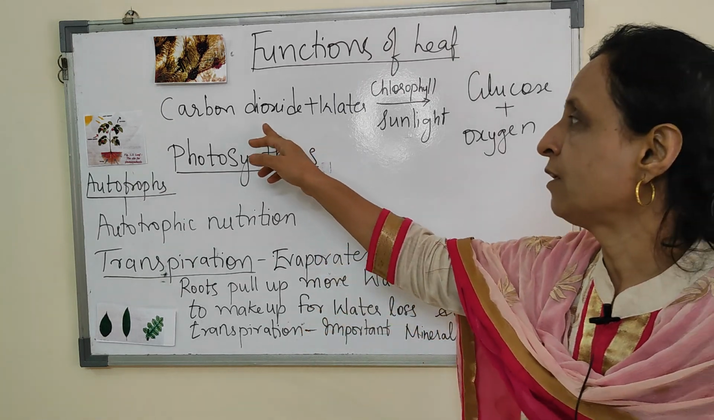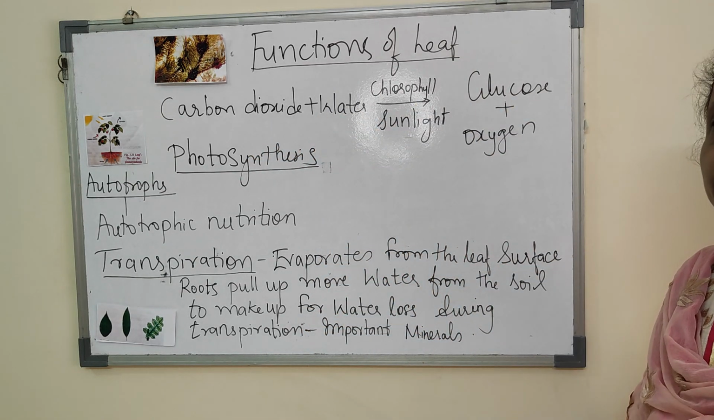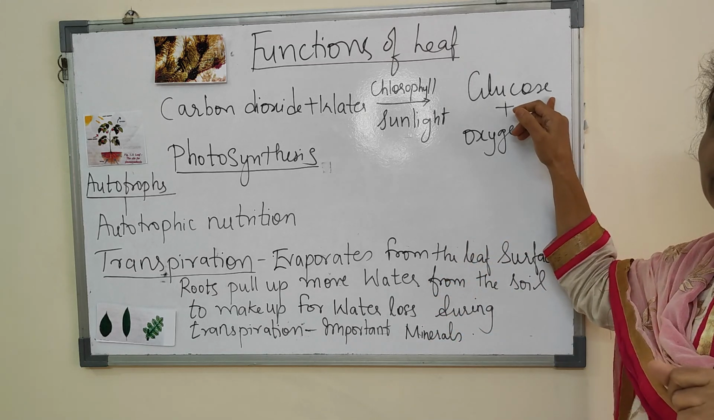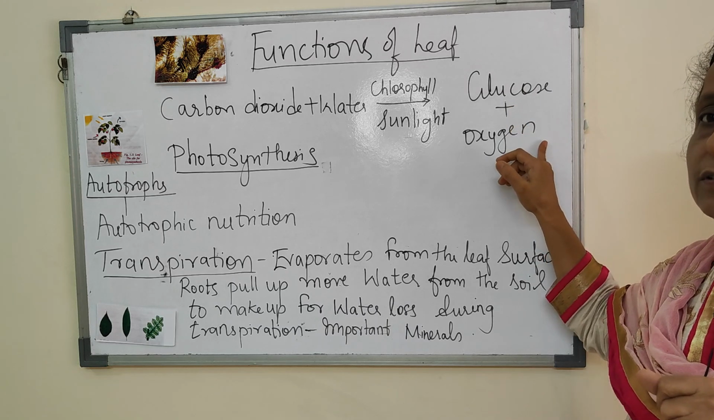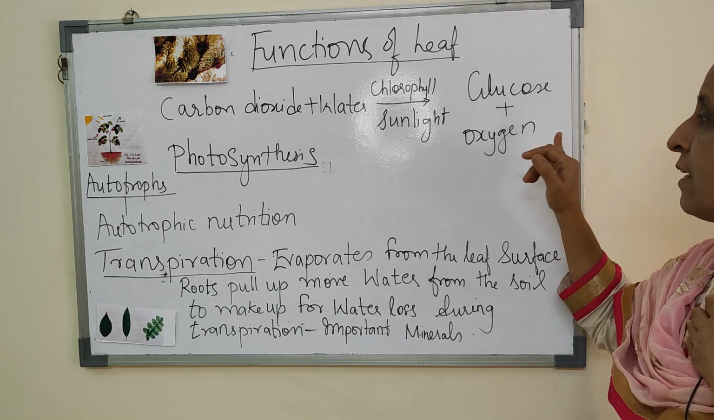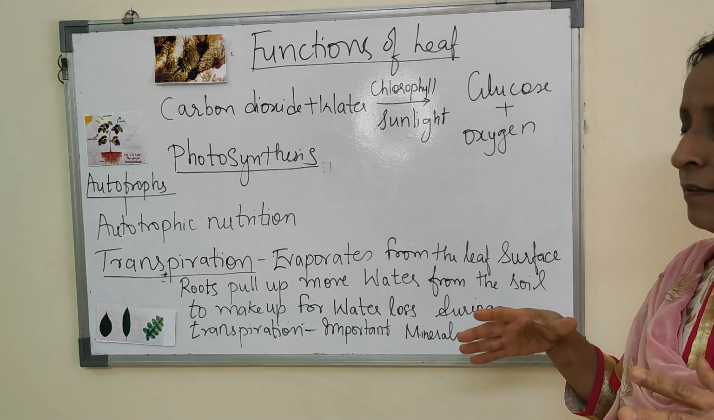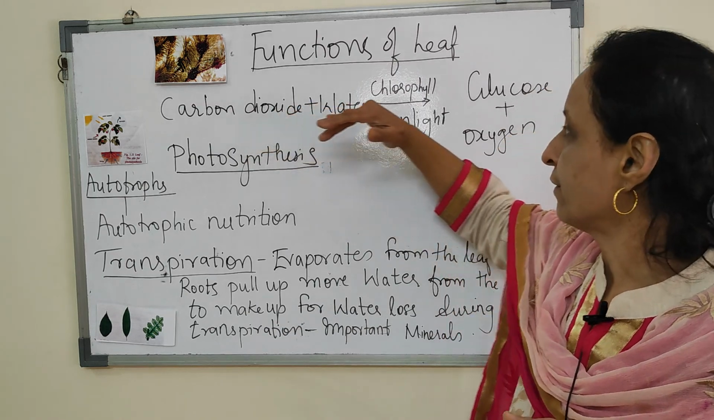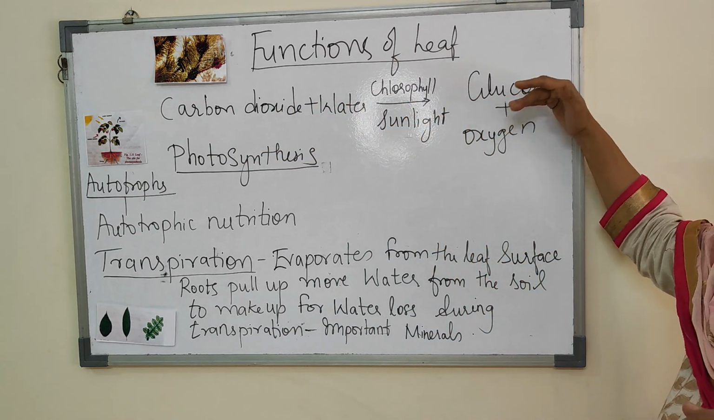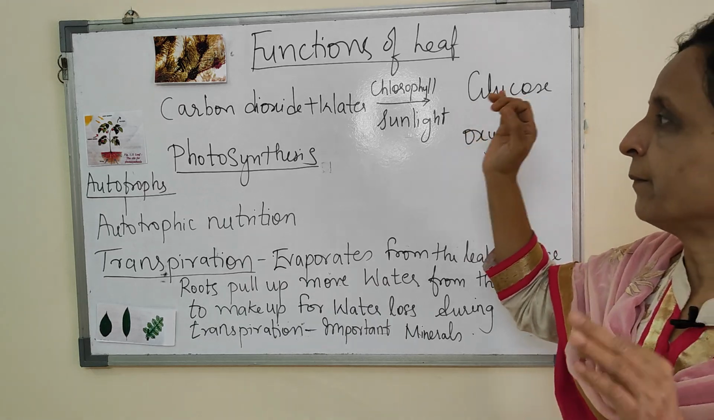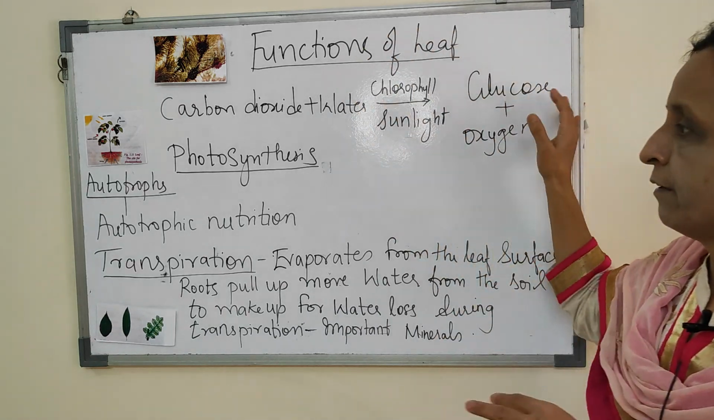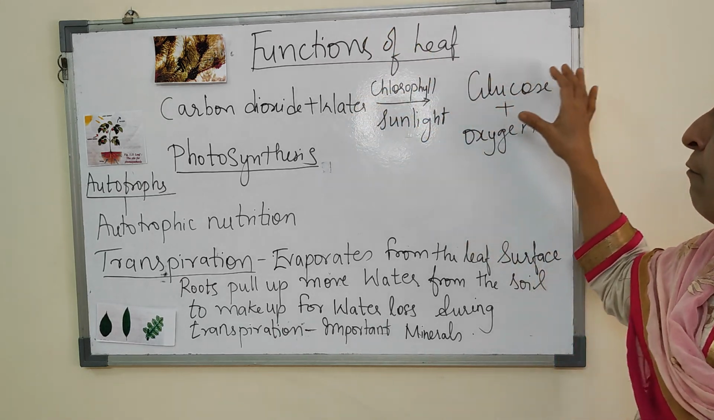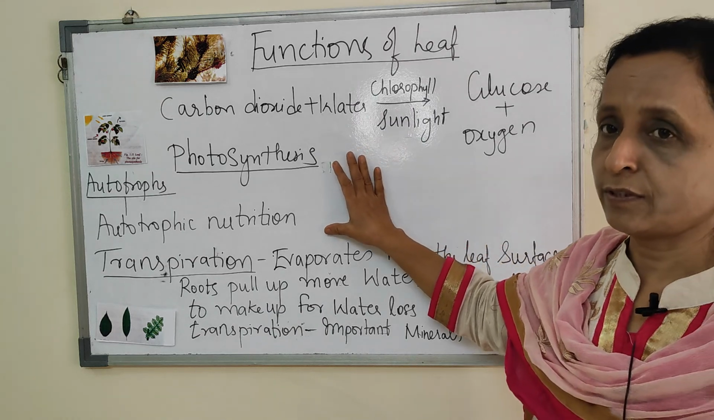Energy for what? For carbon dioxide to combine with water. Carbon dioxide and water will combine. And what will be formed? Glucose and oxygen. Glucose for our energy and oxygen for our breathing. So this is what we require. This is what we give out during respiration, and this is what we get. So it's a very clean, neat method of converting the waste into beneficial substances. So this process of making food is known as photosynthesis.